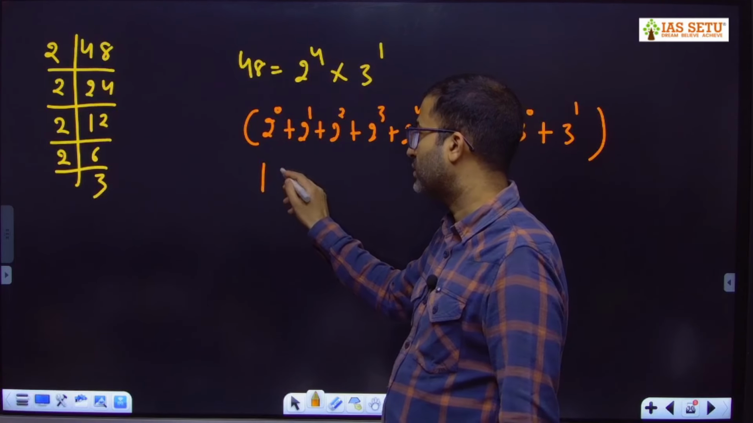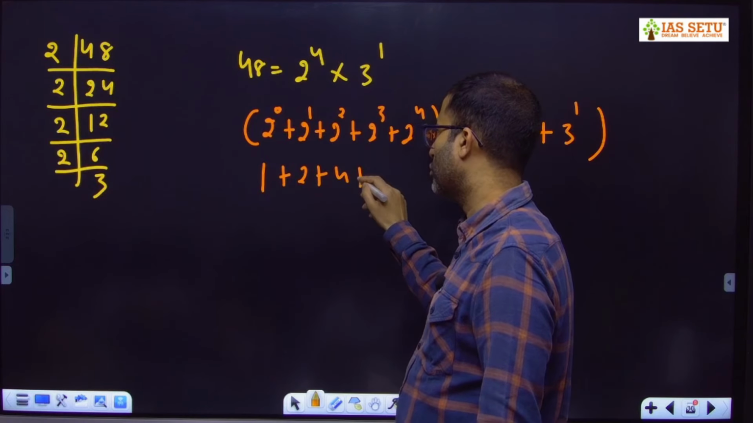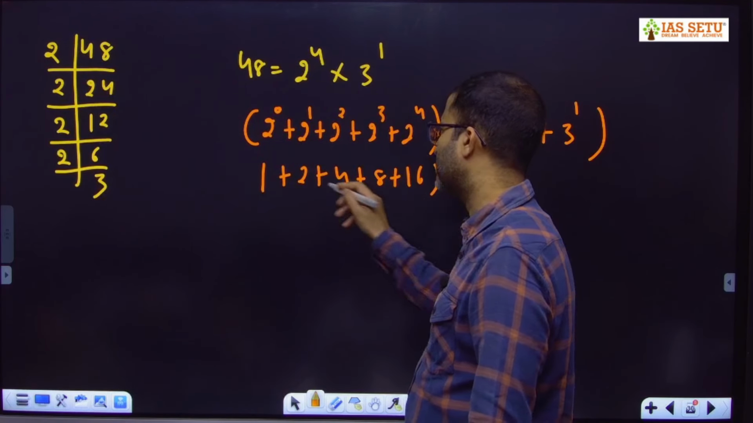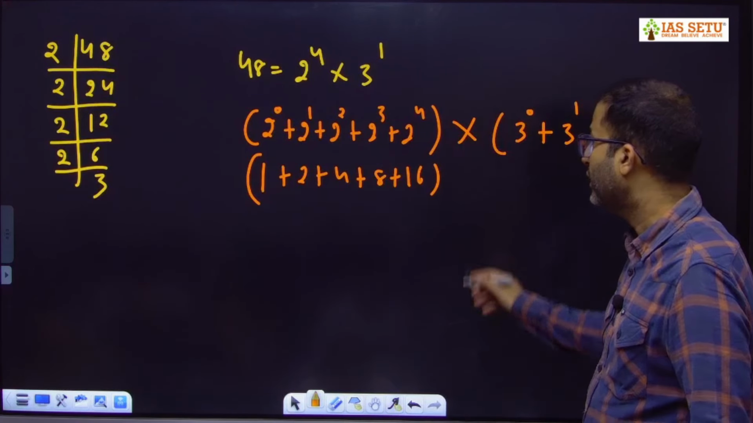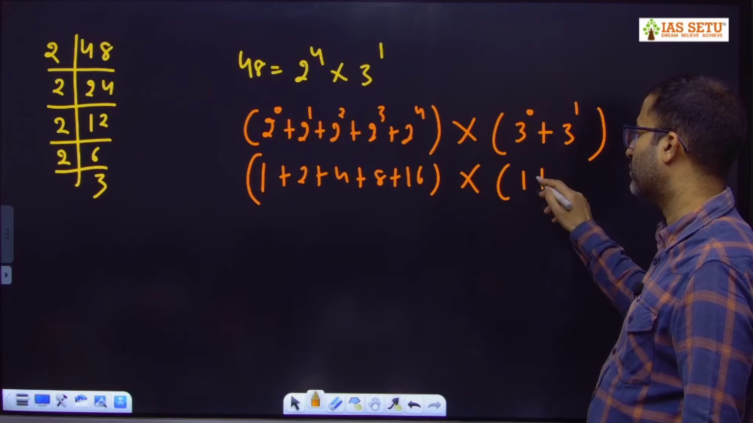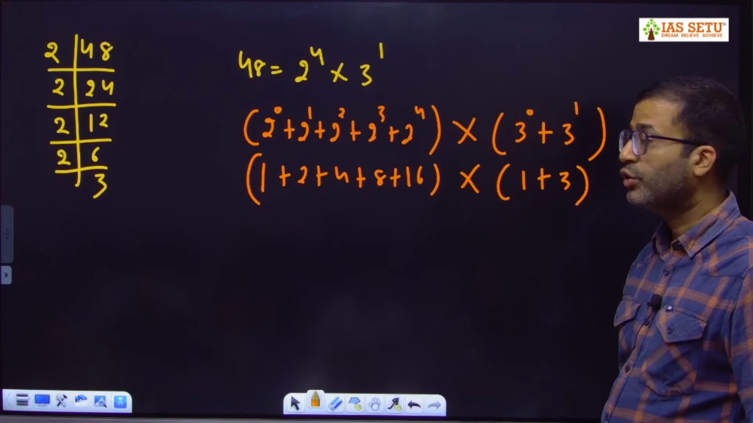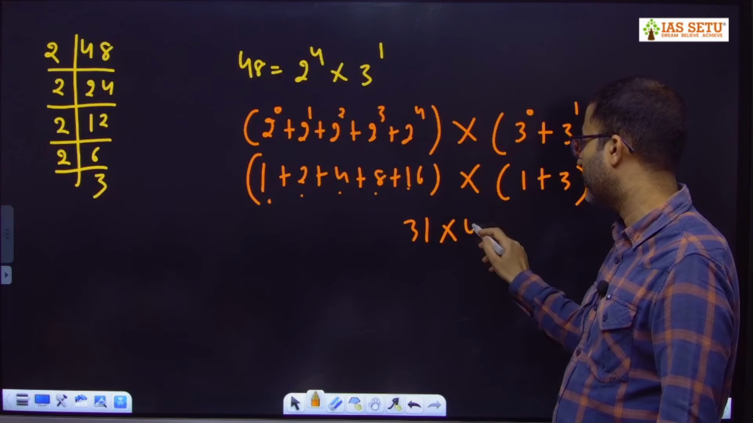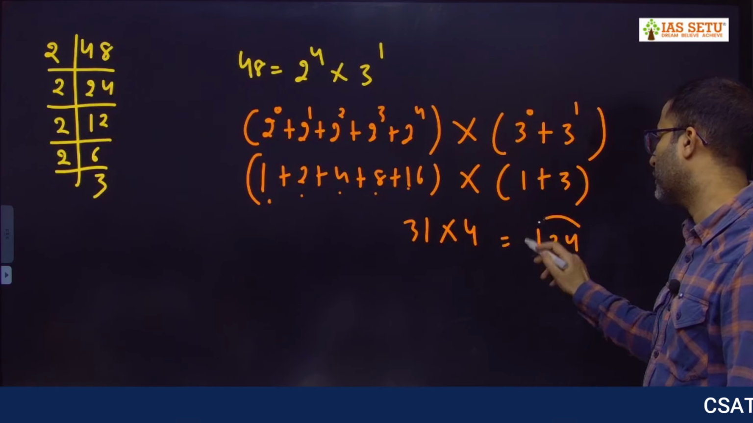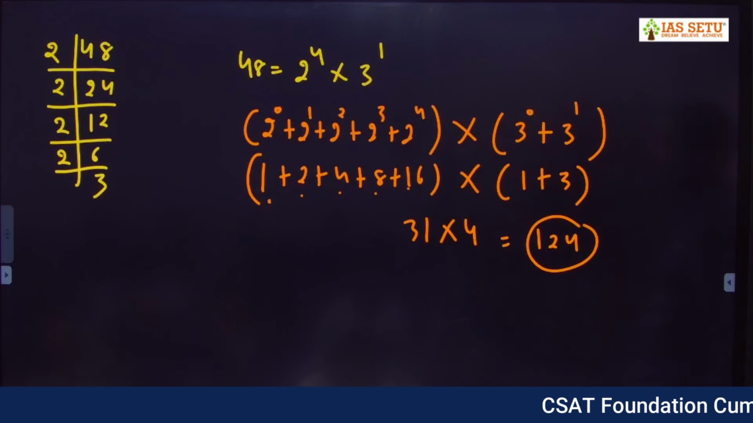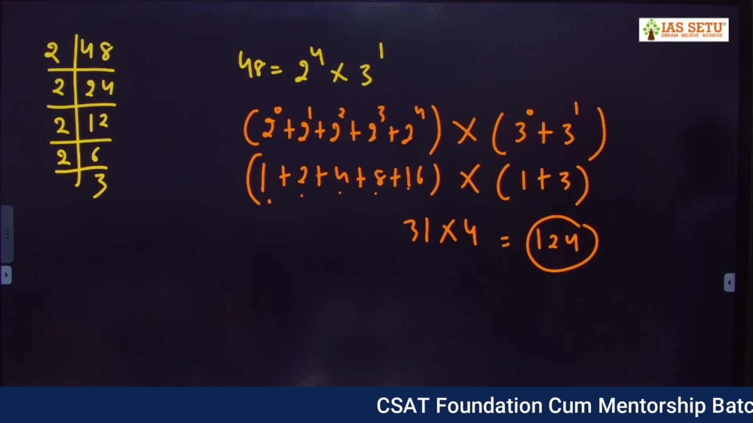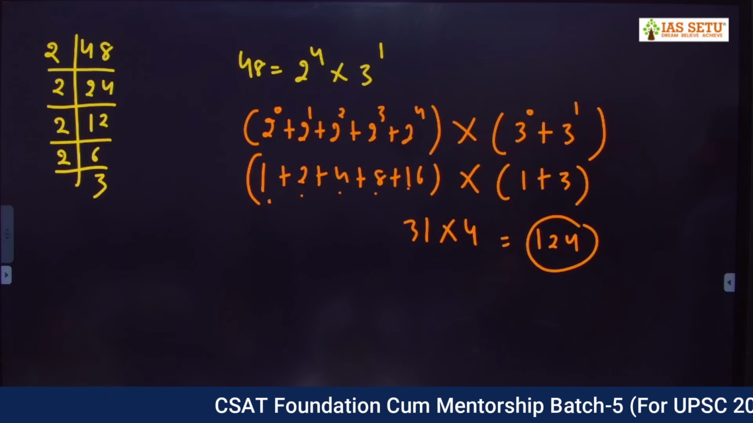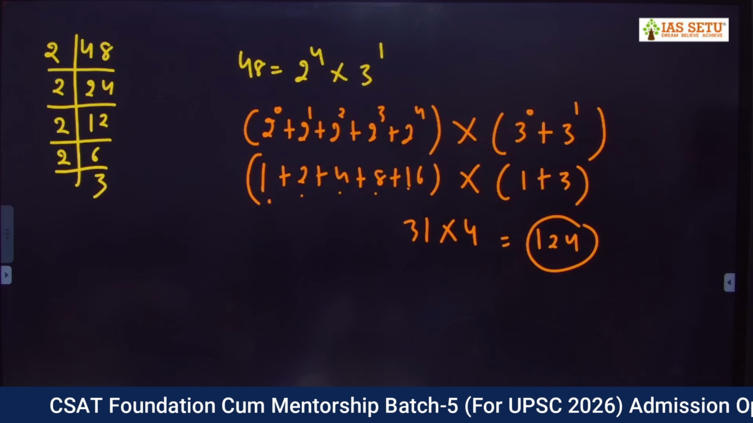So it is 1 plus 2 plus 4 plus 8 plus 16, because 2 to the power 4 is 16, into second bracket, 1 plus 3. So it is 1, 3, 7, 15, 31 into 4, 124. So what is the sum of the factors of 48 we have? If you take all the factors and add them, your total will come to 124.